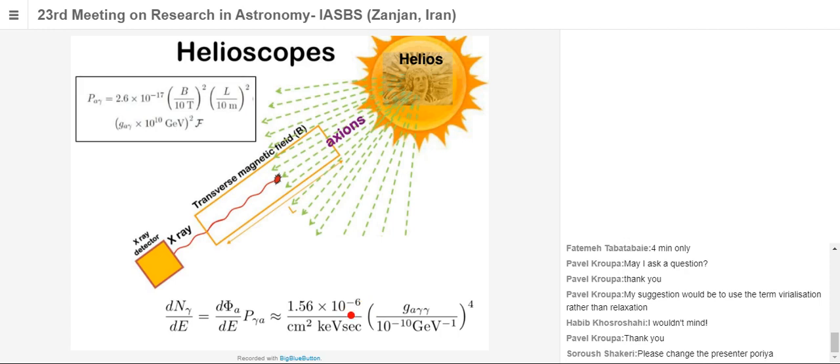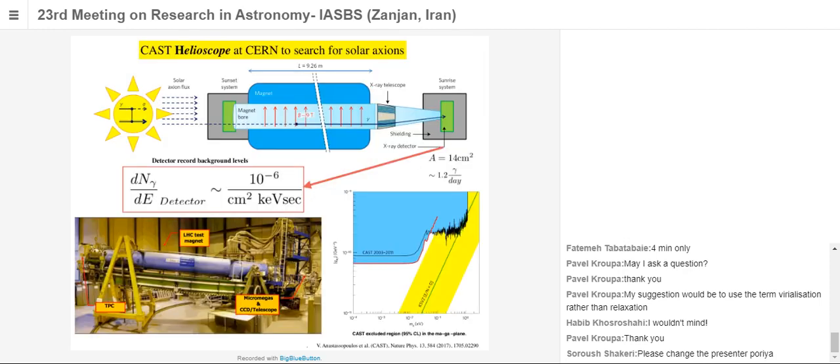This is 10 to the minus 6 in these units, scaled by g to the 4, where g is the axion-to-photon coupling. And this instrument is called a helioscope, since Helios is the Greek god of the sun. People call this instrument a helioscope since it is going to detect the axions originating from the sun.